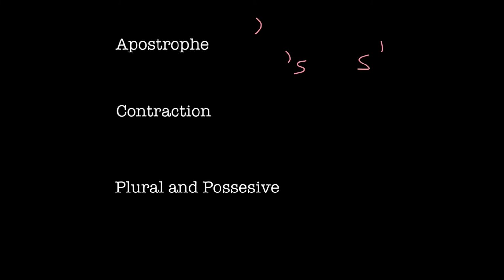And what's a contraction? And where do apostrophes go with that? A big confusion that a lot of people have is it's versus its, right? It's is the contraction for it is. Its is the possessive pronoun. Confusing, huh? Then there's plural and possessive, where something is both plural and possessive.